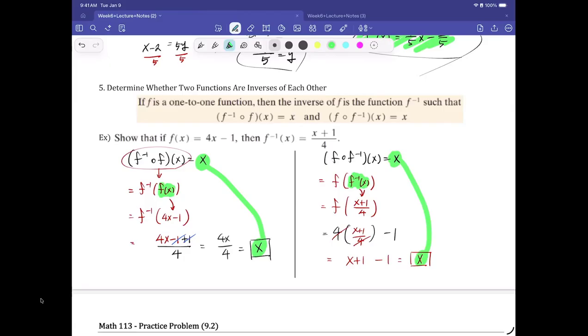So therefore, these two functions are inverses of each other. Question.